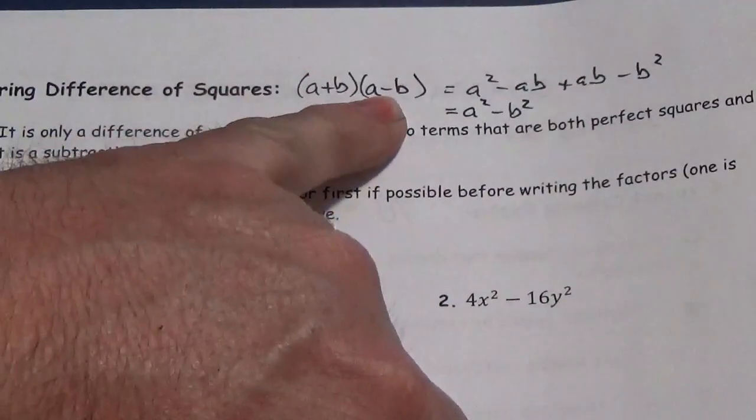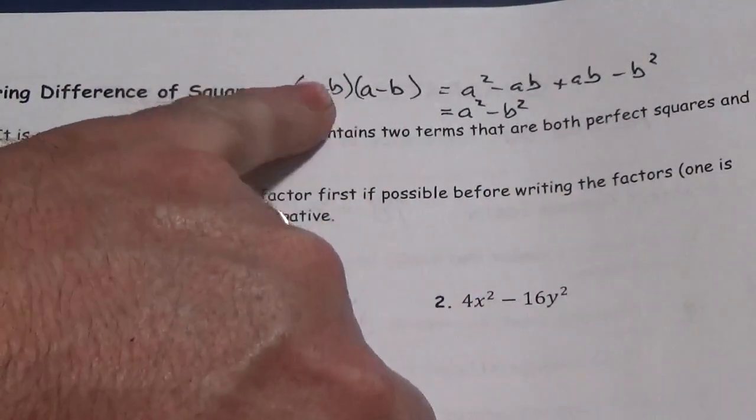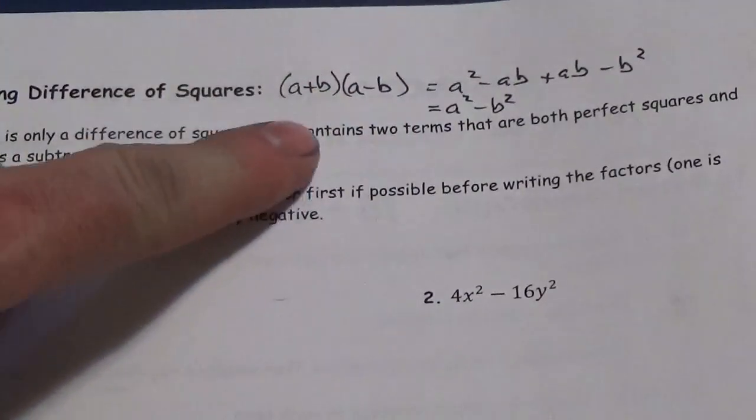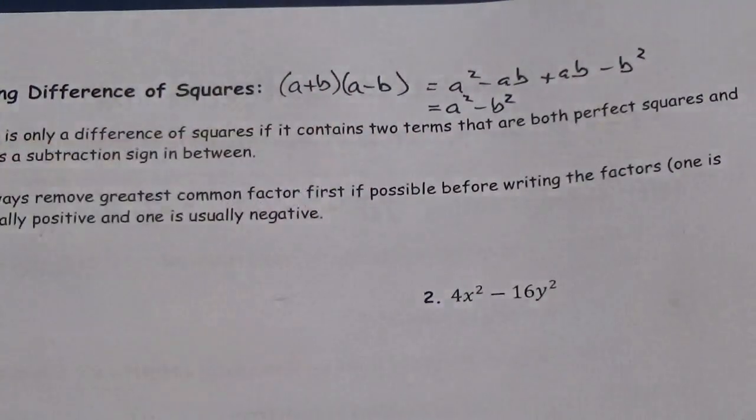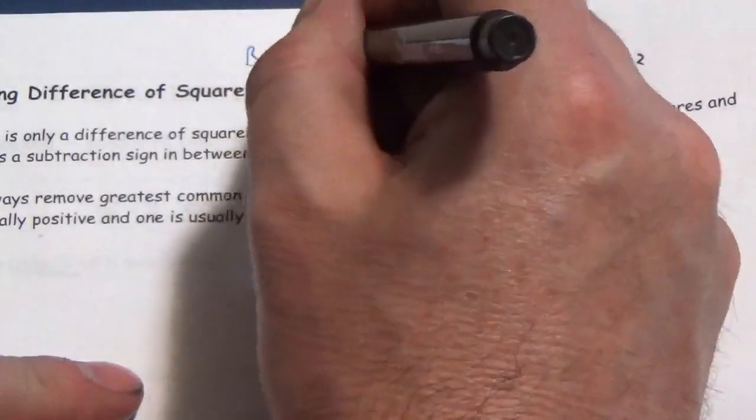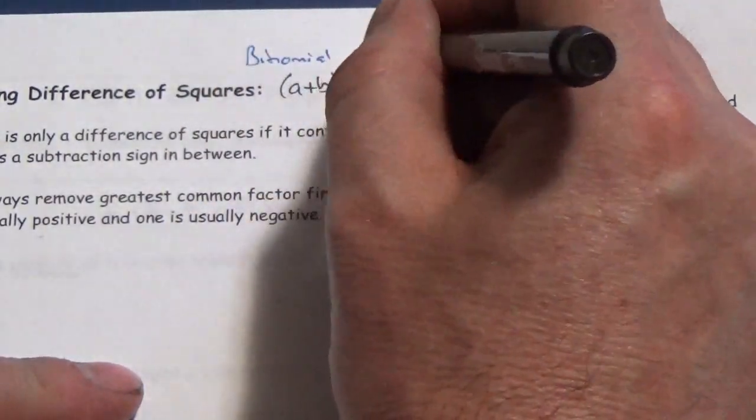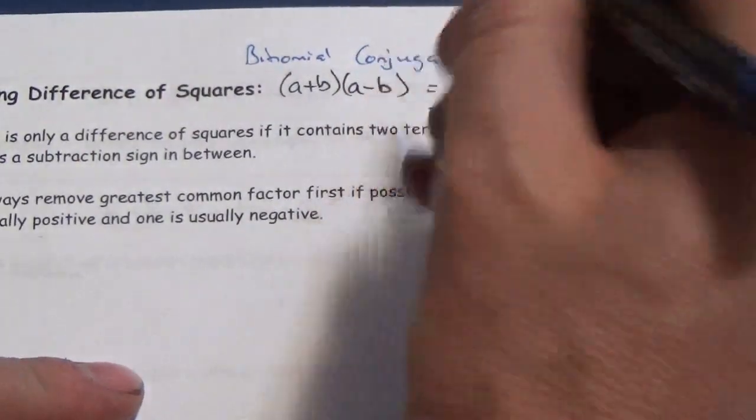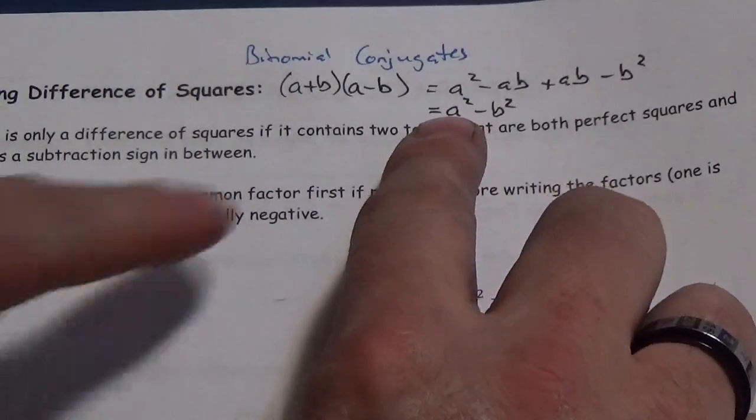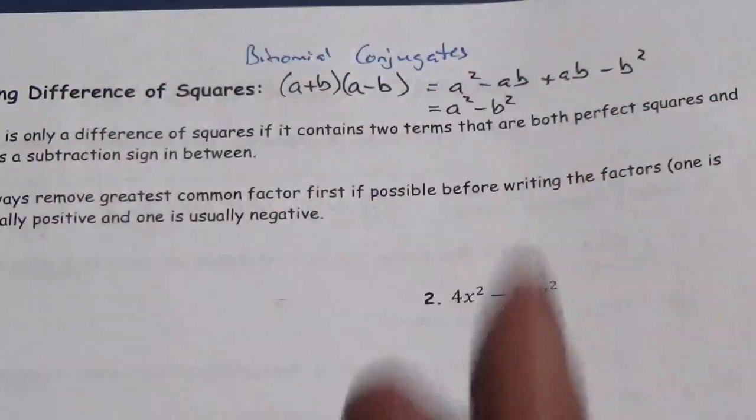And notice the relationship between those two. It's basically the same binomial, it's just the middle sign is different. We have an addition here and a subtraction here. When they look like that, we call these binomial conjugates. And we notice that when you multiply those together, you're left with just the square of the first term minus the square of the second term.